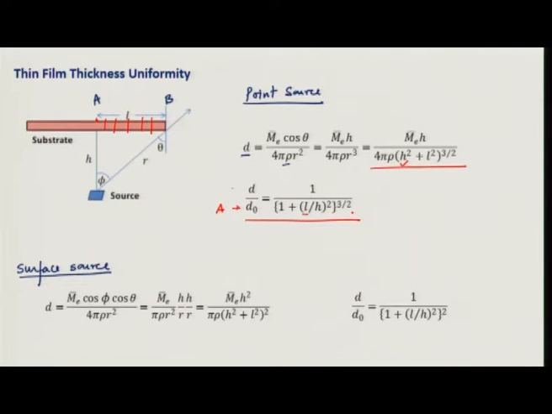Similarly, for a surface source, this expression gives you the thickness along L if the source is kept at a distance h from the substrate, and how the thickness varies, and this gives you the normalized thickness distribution for a surface source, and it also depends on L. So, if L is 0, which means point A, then it is 1 over 1 equal to 1. As L increases, this thickness d decreases.